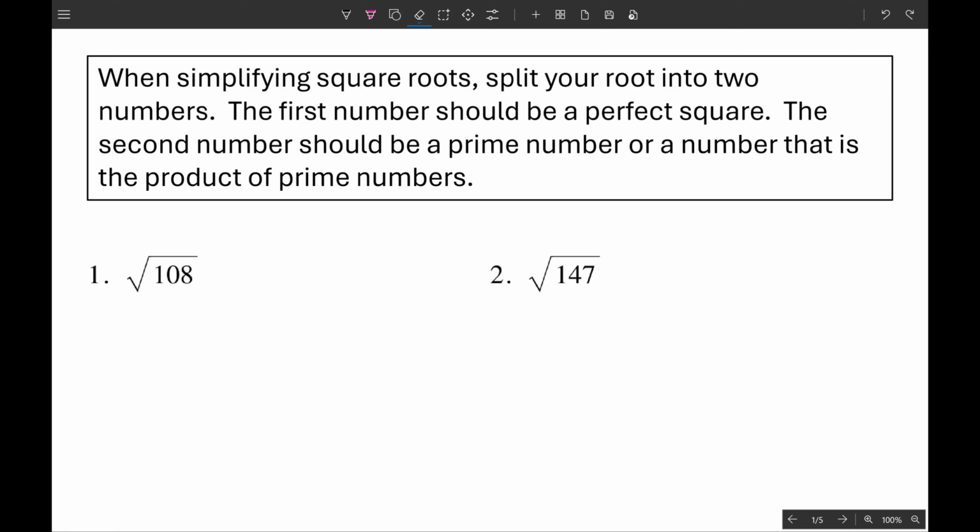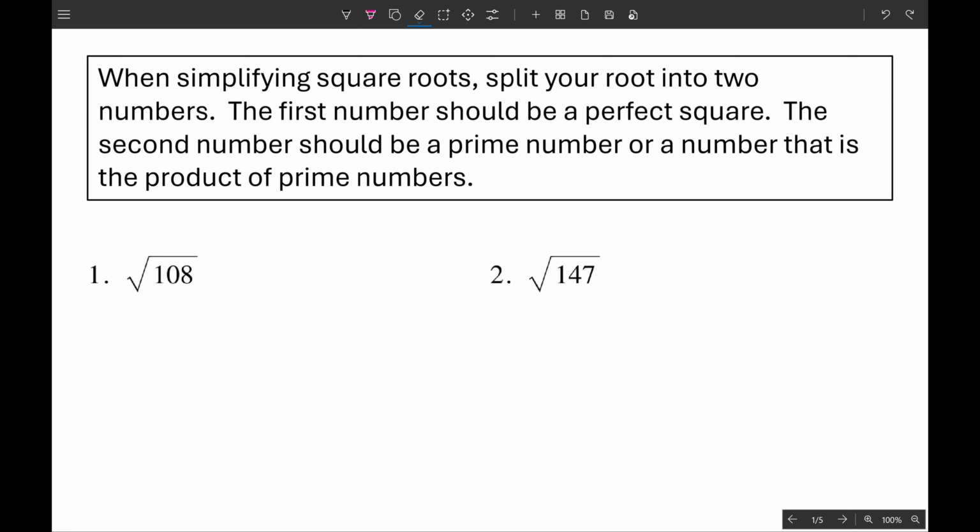Now, an easy way to do this is to use a factor tree. If you're not good at recognizing your perfect squares and your prime numbers, then a factor tree is the way for you to go. So let's talk about 108.